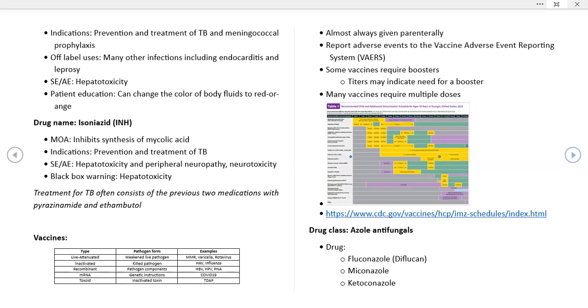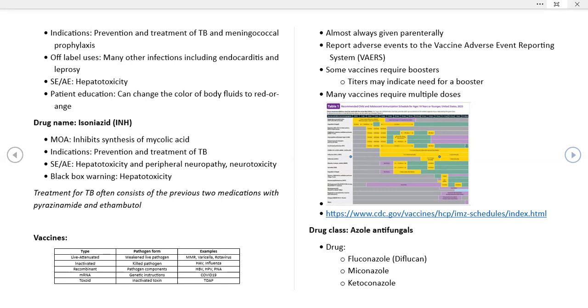It does have other off-label uses as well, and it is hepatotoxic. Big patient education point here. This can change the color of your bodily fluids, like your saliva or your urine, to an orangish reddish. So you may want to educate the patient before they completely have a meltdown about that. Next, we have isoniazid or INH, and this works by inhibiting synthesis of mycolic acid. Again, this is another TB-only agent.